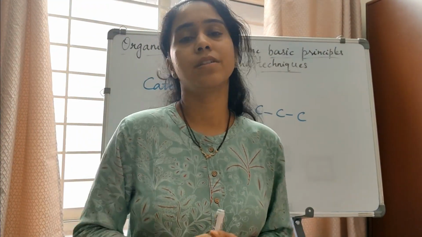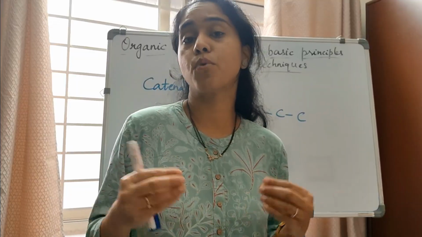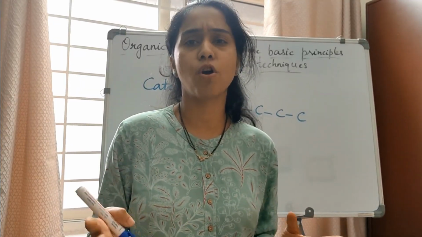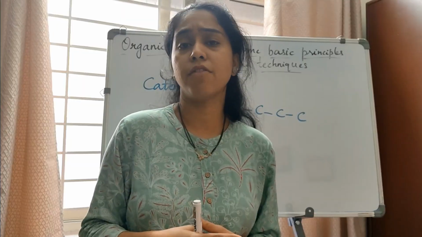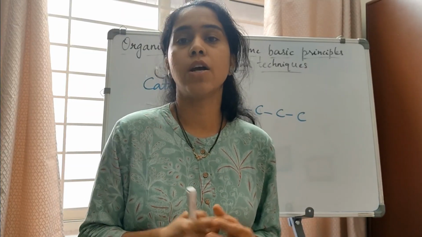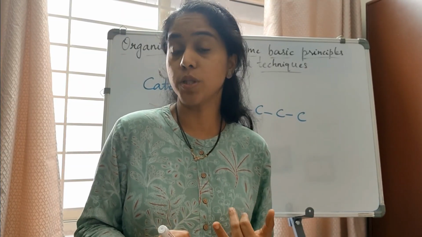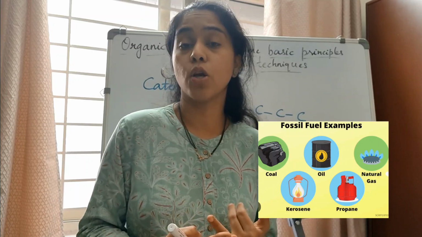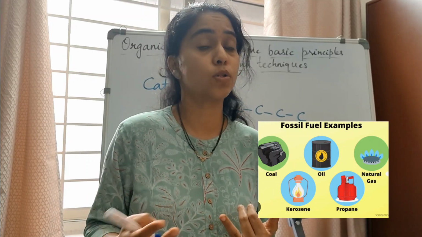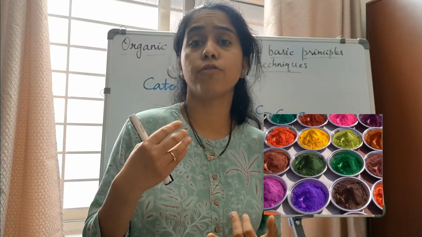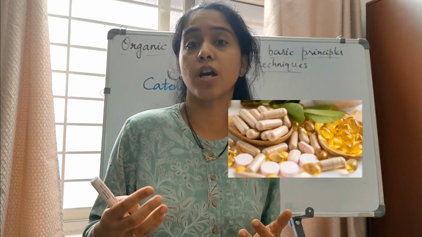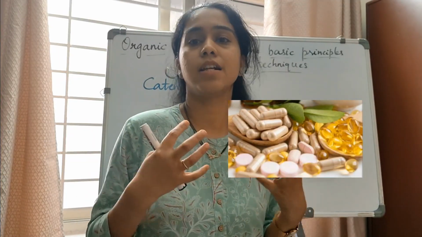Since carbon has this important property called catenation, it can form various organic compounds, and these organic compounds have a vast use. Organic compounds are present in fuels, they are present in the dyes which are used for coloring clothes. Then they are used in the manufacture of drugs. So the drugs which are available contain organic compounds.